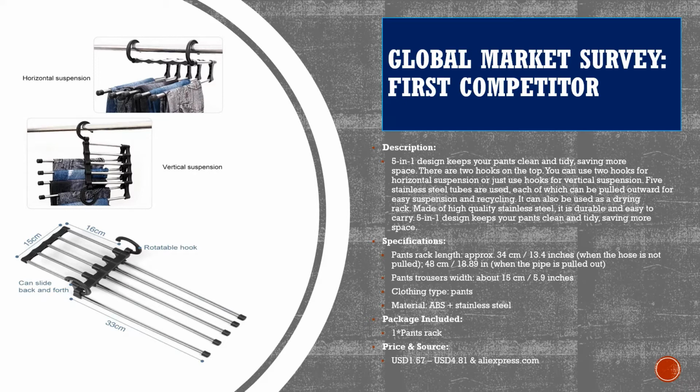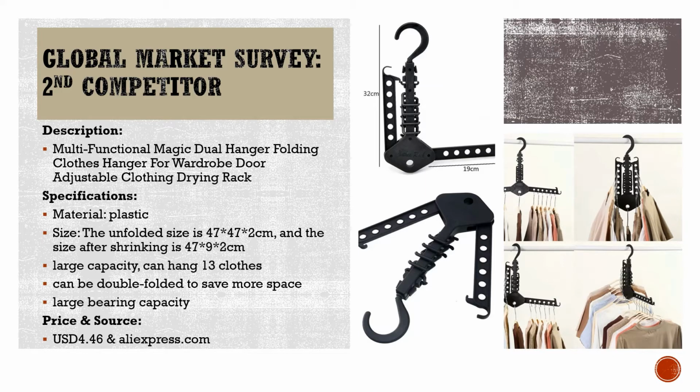$4.81. For the second competitor of the global market survey, the specification of the hanger is that it is made of plastic. The size unfolded is 47 times 47 times 2 cm, and the size after shrinking is about 47 times 9 times 2 cm. It is of large capacity and it can hang about 13 clothes.